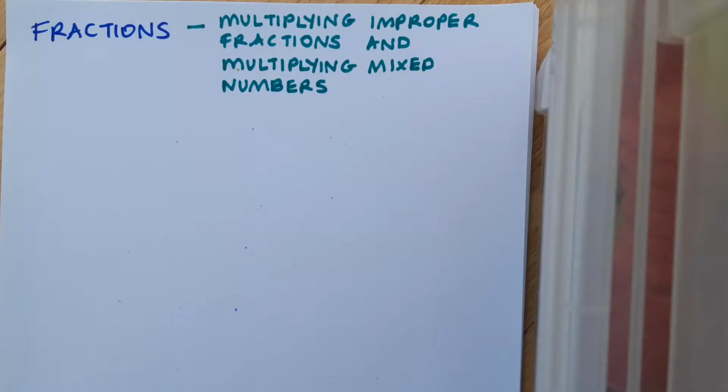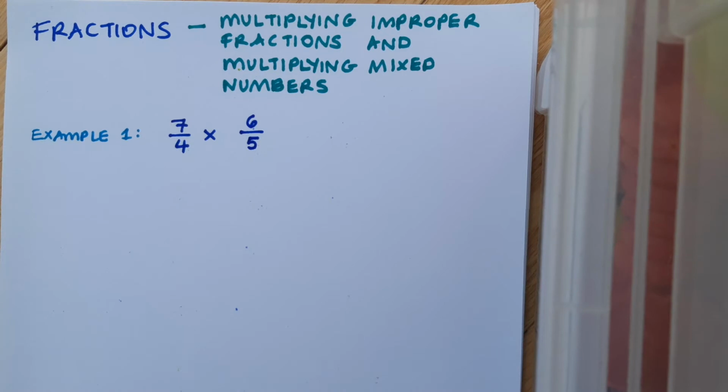In this video about fractions, we're going to be looking at multiplying improper fractions and multiplying mixed numbers. So our first example is going to be 7 over 4 by 6 over 5. Just like with proper fractions, it's a good plan to look for any cancelling opportunities first of all.